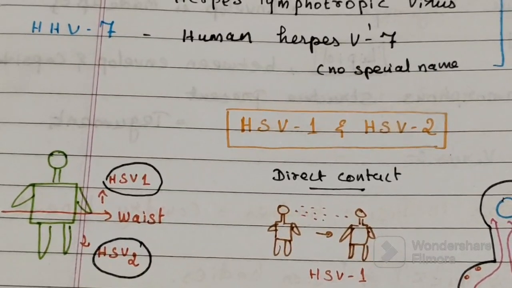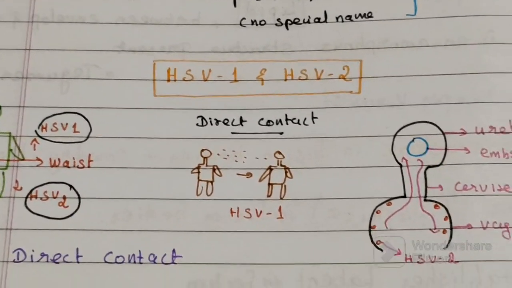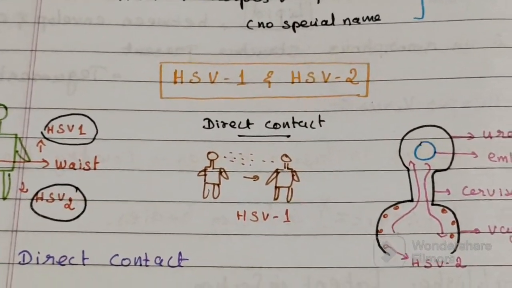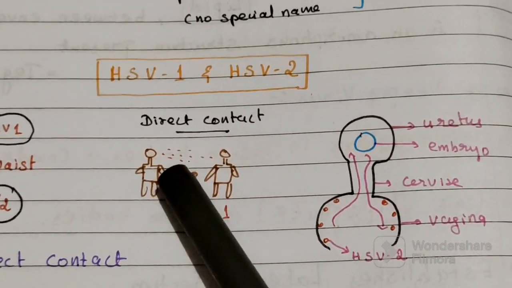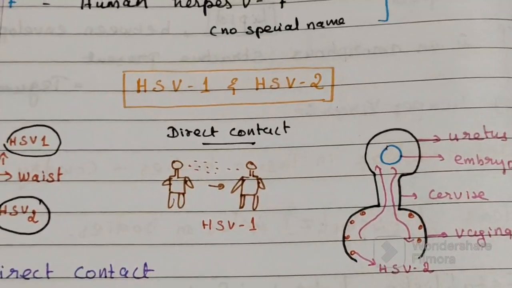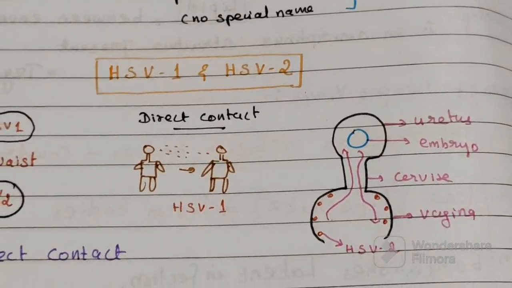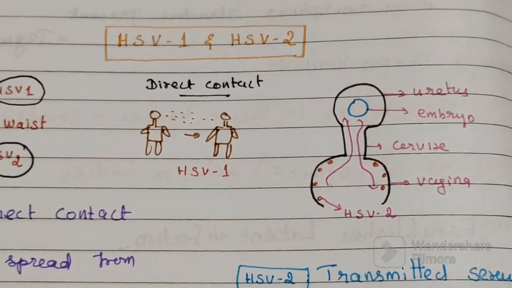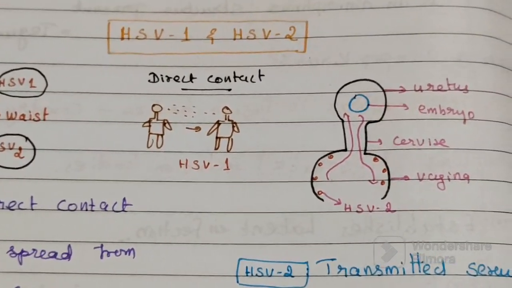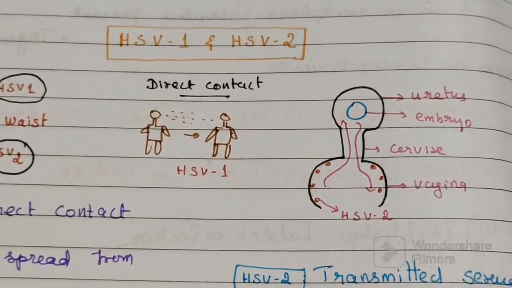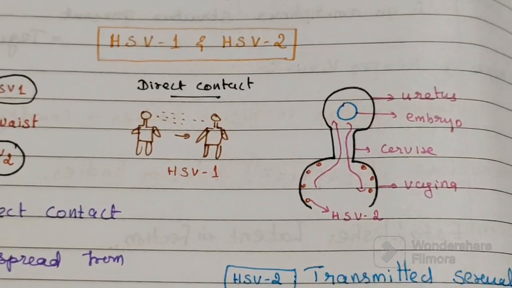HSV1 spreads by various routes. It may be transmitted by direct contact or through saliva from the patient or carrier. HSV2 is transmitted sexually or from maternal genital infection to a newborn.